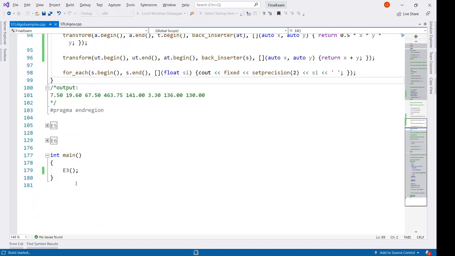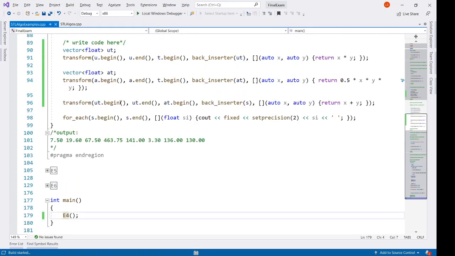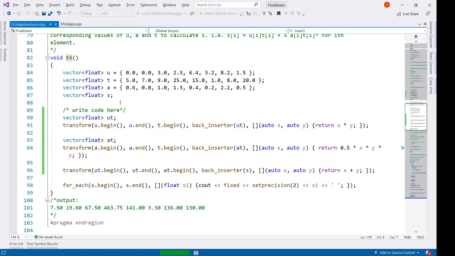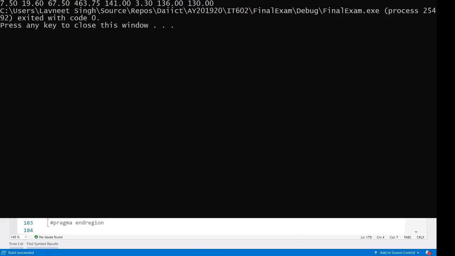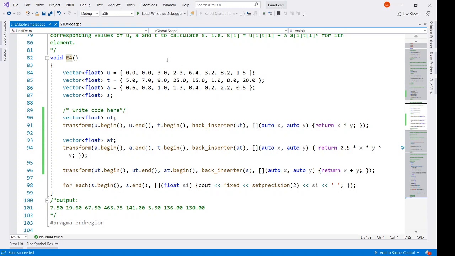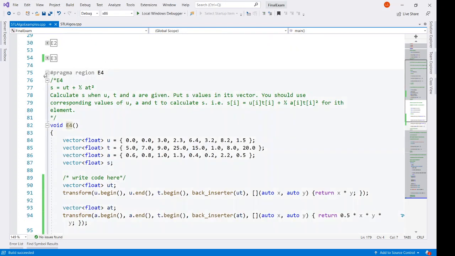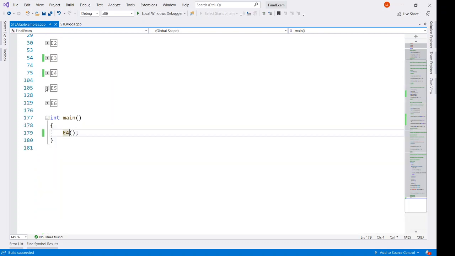Sorry, we need to call that e4, and we can see that the result is matching the expected output, 7.50, 19.60, all the way till 130.22. Okay, so that was our example number 4. Let's move to example 5.